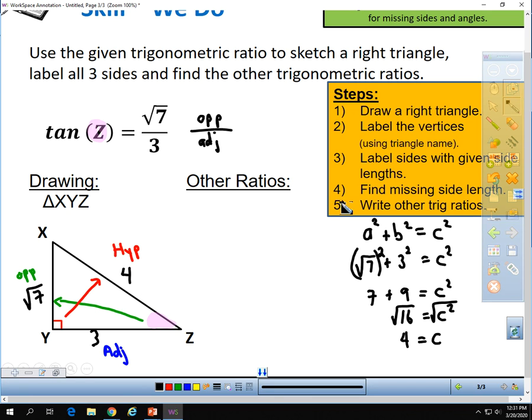Now that we have completed step 4, we need to move on to step 5. And we have to find the other trig ratios. The trig ratios are sine, cosine, and tangent. We already have the tangent. Therefore, we have to concentrate on sine of Z and also cosine of Z.